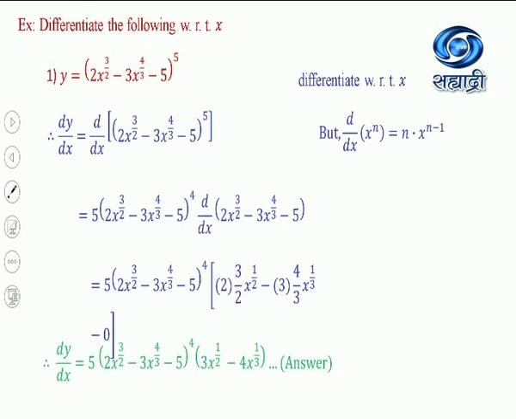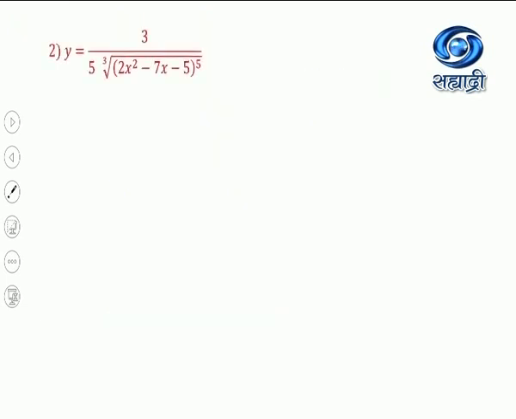And now our next step is dy by dx, and that is the answer: 5 into bracket raised to 4 into, here 2 get cancelled, so 3 into x to the power half minus 4 into x to the power 1 by 3. Now this is our answer. Now we will continue the next example.